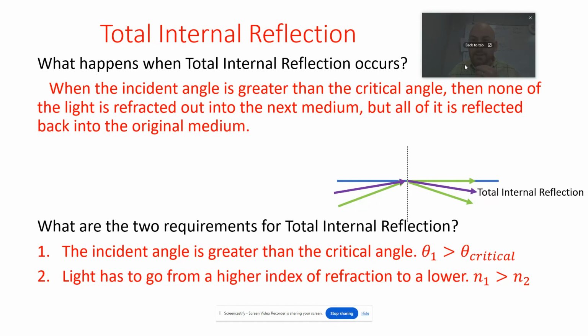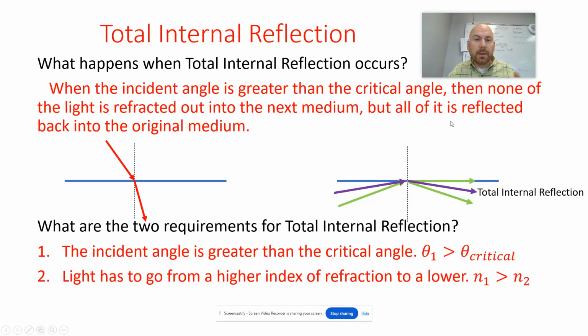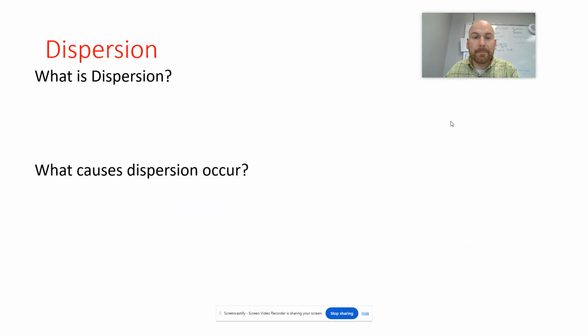If we look at the scenario of going from a low index of refraction to a high index of refraction, where the ray of light bends towards the normal line, if we increase that angle of incidence, we are increasing the angle of refraction, but there's never a point where that refracted ray is going to go parallel to the surface, because it's always bending towards the normal line, not away.